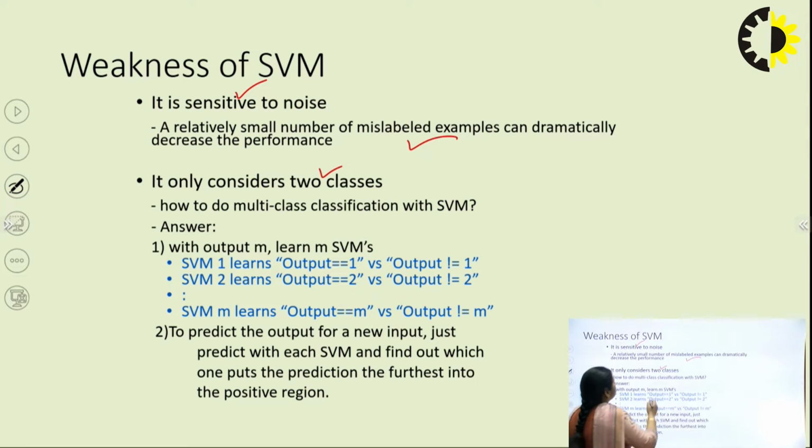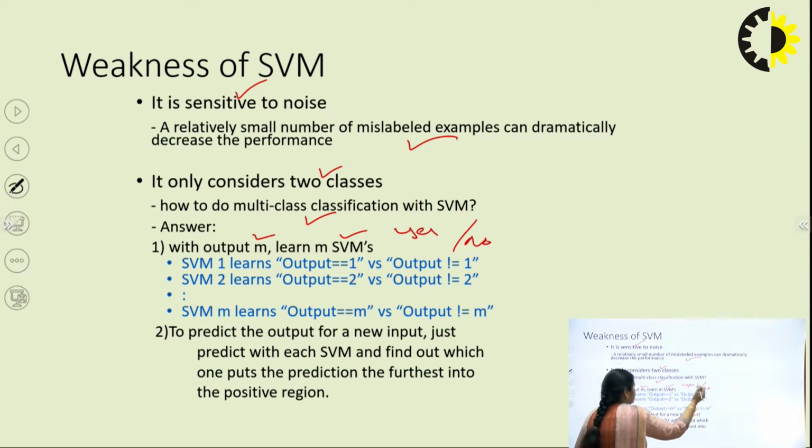So, is it possible to do multi-class classification with SVM? Yes, we can do it, but we need to do that through programming. With output M, we will learn M SVMs. There is the possibility of yes or no, one on one side, another on the second side. To predict the output for a new input, just predict with each SVM.